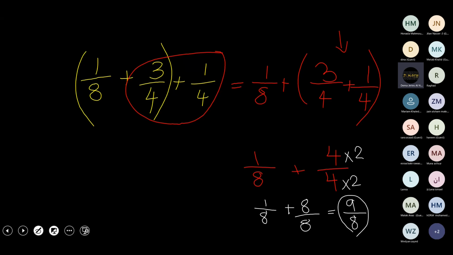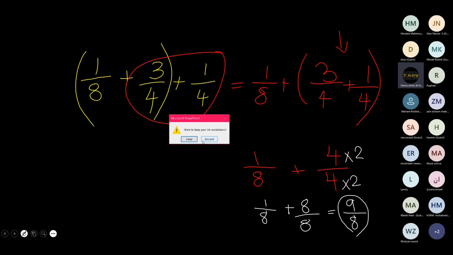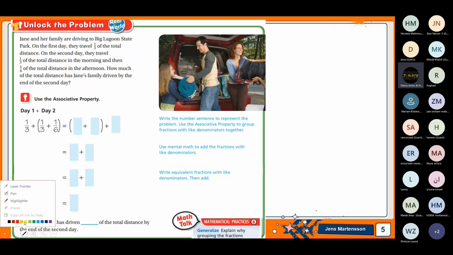This is the idea of the lesson. Let's go back now to the examples in order to solve them. Here now, Jane and her family are driving to Big Lagoon State Park. On the first day, they travel 1 over 3 of the total distance. On the second day, they travel 1 over 3 of the total distance in the morning and then 1 over 6 of the total distance in the afternoon. How much of the total distance has Jane's family driven by the end of the second day?